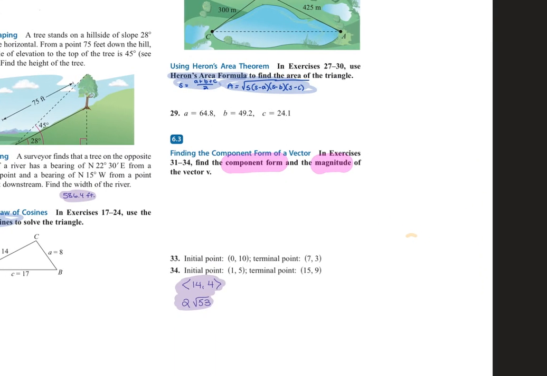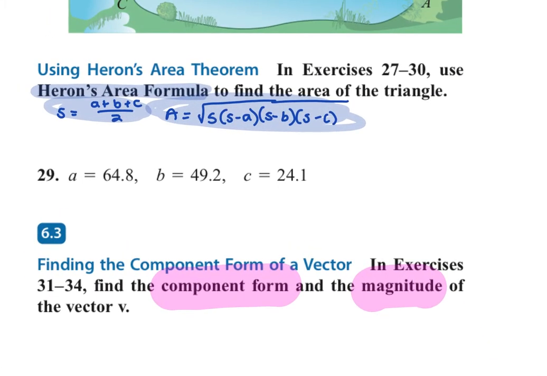And then the Heron's formula, the area formula, in which you have to add the 3 sides, divide by 2, that's your S, and then the square root of S times S minus A times S minus B times S minus C. That one is given to you on your test.